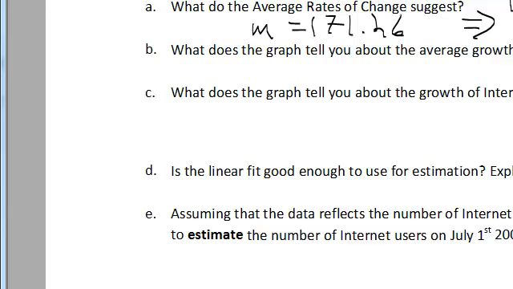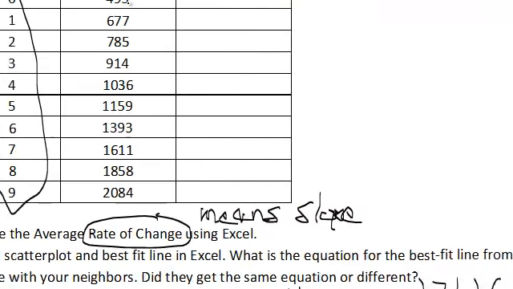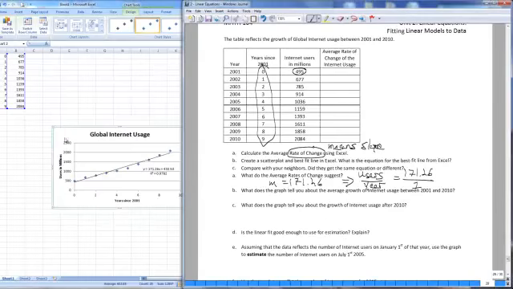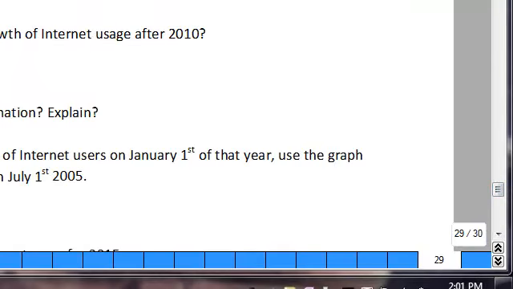Notice how our Excel regression line does not give me the same point as in year 2001. In 2001, there were actually 495 million, but what the graph would tell me is 430. So it's underestimating. And that's because it's the best fit line. It's not the exact equal line. There isn't a line that can go through all these data points. All right. So you can go through and answer these questions. What does the graph tell you about the average growth of internet usage? It was approximately linear, right? Is the linear fit good enough to use for estimation? Yes, it is, because it's greater than 0.8.